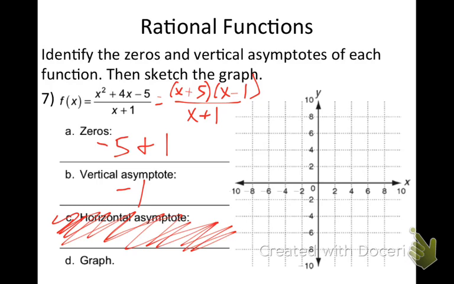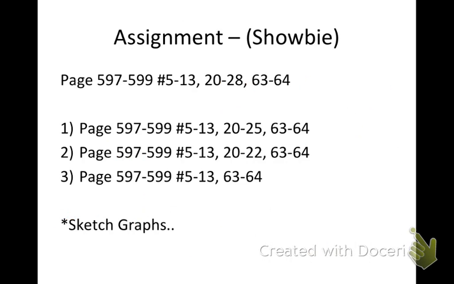My vertical asymptote's located where, Andy? Negative 1. So I plot my zeros. I have my vertical asymptote. And I sketch my graph. And I get something that looks like that. There it is. Here is your assignment.